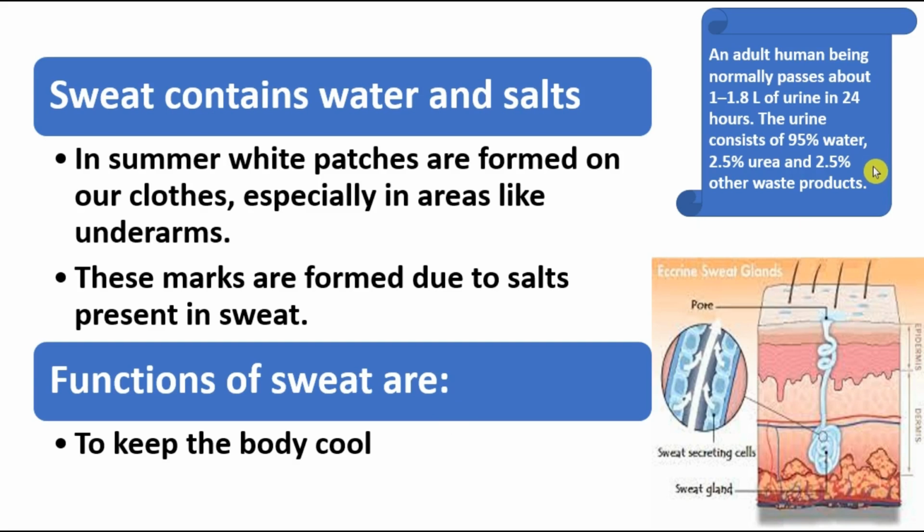The adult human being normally passes out about 1 to 1.8 liters of urine in 24 hours. The urine consists of 95% water, 2.5% urea and 2.5% other waste products.